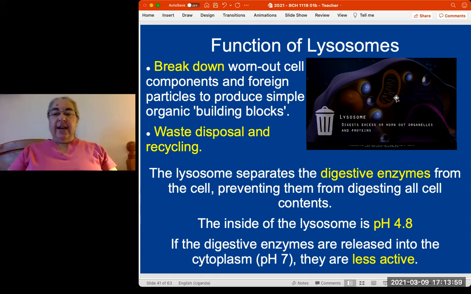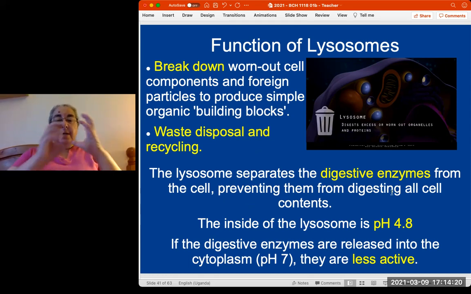So the inside of a lysosome has digestive enzymes which break down biological molecules. And if these enzymes were free in the cytoplasm of a cell, well, they'd just digest the whole cell, it would break itself down. So they're kept packaged away, stored away inside the lysosome, so they can't damage other parts of the cell.